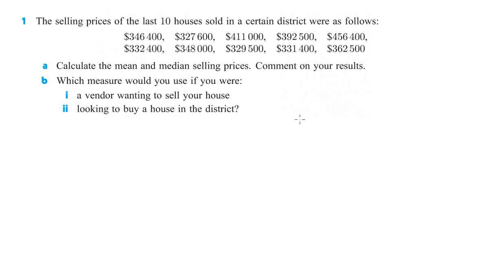I'm going to take you through some of the problems on the 12B assignment. Okay, first one we're going to take a look at here is number 1. Selling prices of the last 10 houses sold in a certain district were as follows. All those prices there. Calculate the mean and median selling prices. Comment on your results. And then which measure would you use if you're a vendor wanting to sell your house or looking to buy a house in the district?